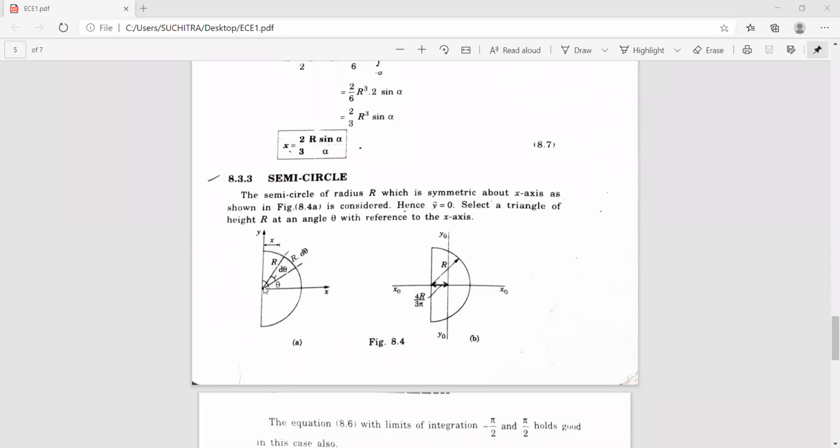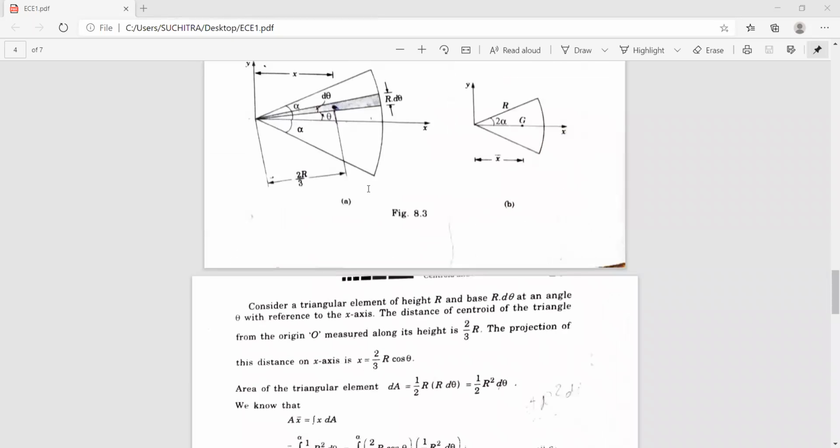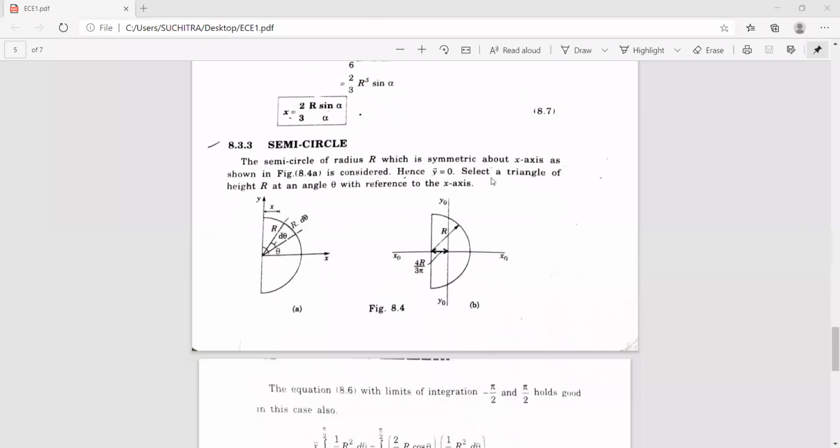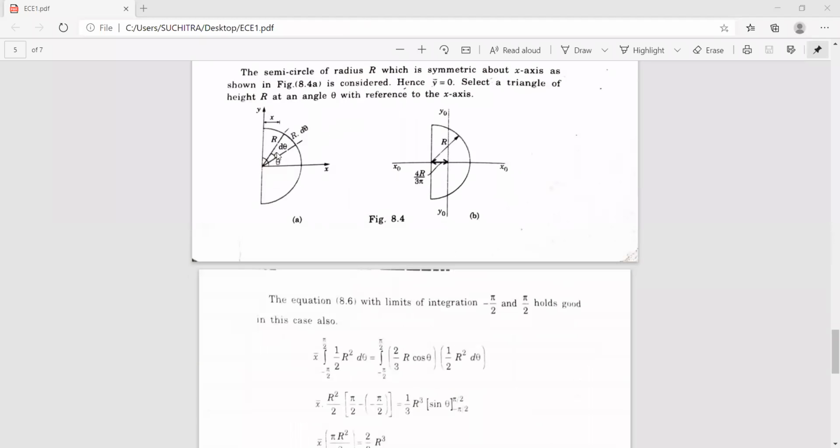Similar to the previous case of the sector of a circle, we know the centroidal distance measured from its height is 2/3 r, and the projection of this onto x-axis is 2/3 r cos theta. This is the centroidal distance, 2/3 r, and if you project it onto the horizontal axis, it is 2/3 r cos theta. So the same equation holds good for the semicircle.